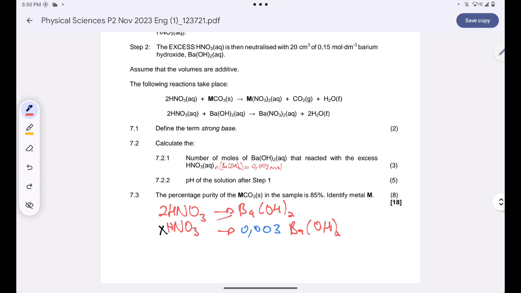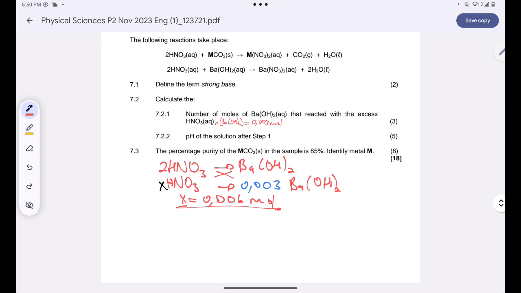All I need to do here, guys, is cross multiply. Whenever I cross multiply, I just focus on my coefficients. So x will be equal to 0.003 multiplied by 2, which will give me 0.006 moles. So these were the number of moles which were in excess in the first reaction. This x represents the number of moles of my nitric acid, HNO3. This is 0.006 moles.